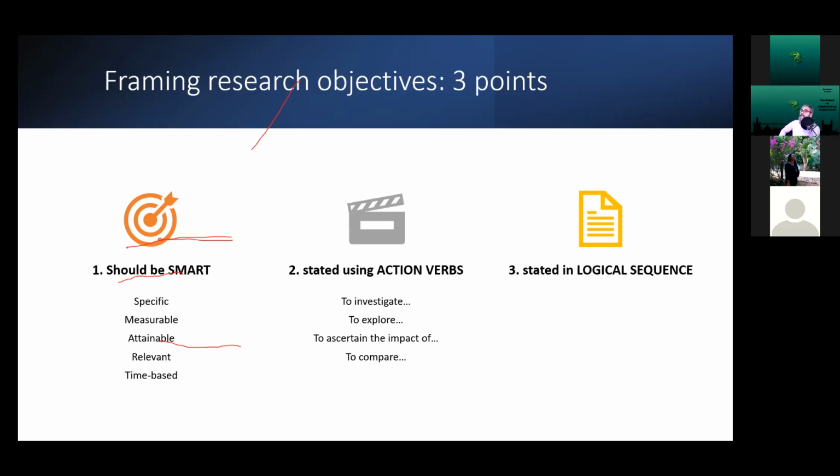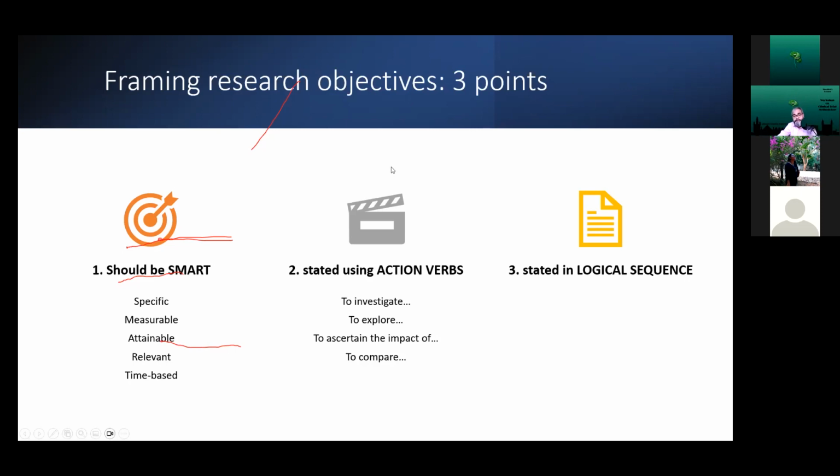The third is especially important when you have multiple objectives, that they should be stated in logical sequence. So if you are talking about, let's say, HbA1c level as a glycemic control, first you talk about glycemic control, then you go on to the minor detail. So the logical sequence should be from broader to specific, even within the objectives.